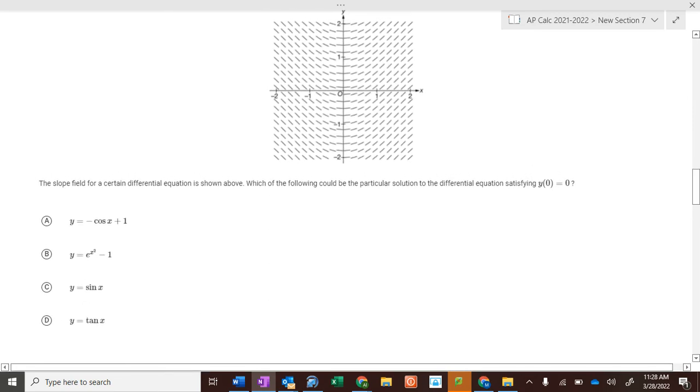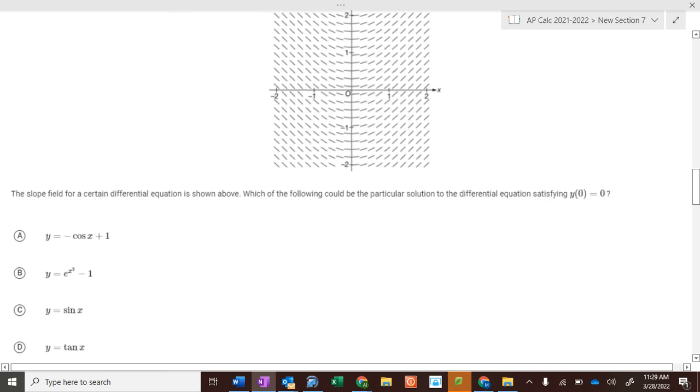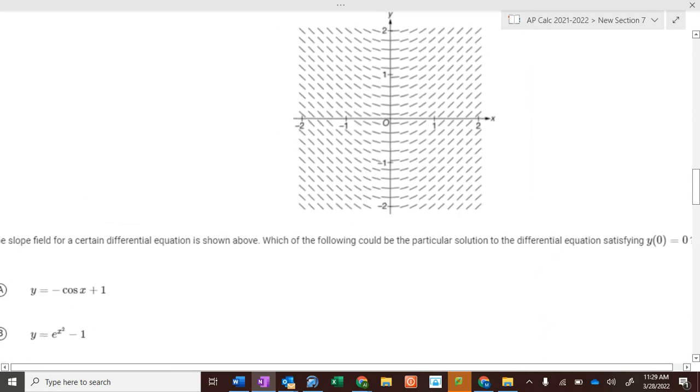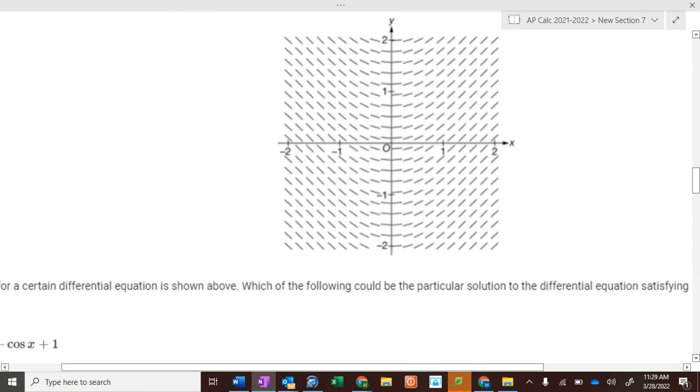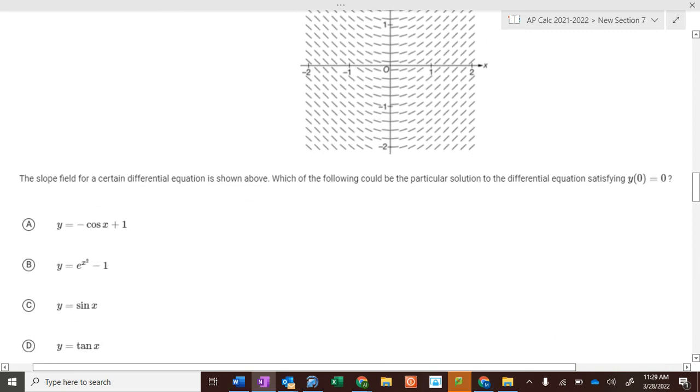All right, slope field for this one. It's a curve of some kind. Okay, so could we just use the zeros then? Does it look like the cosine curve? Oh, negative cosine. It could be negative cosine, because the cosine curve starts at 1, 0 and is like this. So the negative of cosine would be like this.